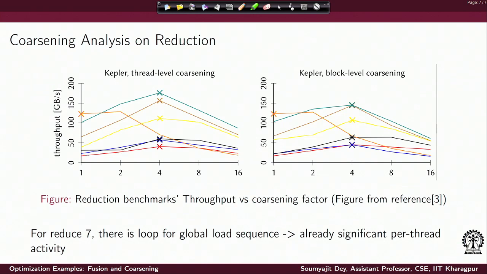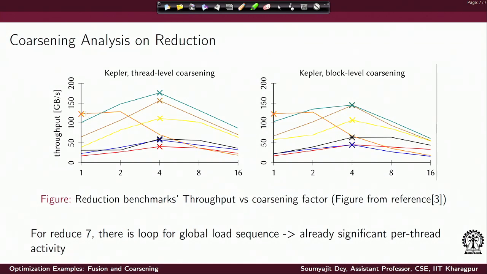I hope you can see that with more optimization, the initial speedup, in terms of throughput, keeps on increasing, right? So this is reduction 1, this is reduction 2, 3, 4, 5, 6, and 7, right?